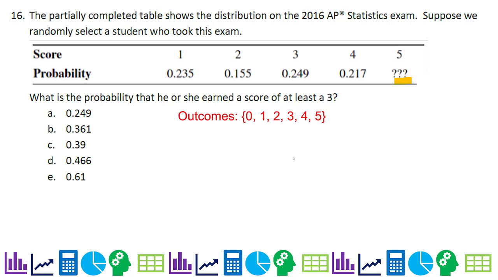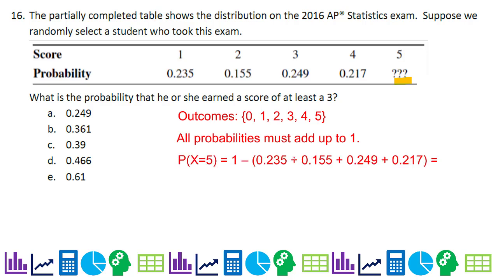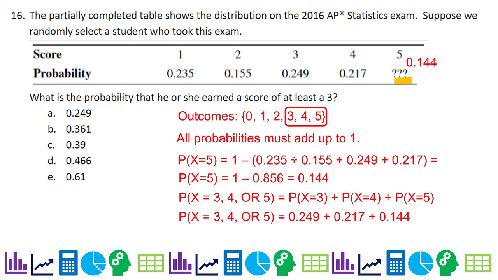So I need to finish my model, and in the model, all probabilities must add up to 1. So I just do 1 minus all those probabilities, and I get 0.144. We'll put 0.144 in our table right there. Now I'm ready to go. What is the probability that they earned at least a 3? Those are those 3 outcomes. All I have to do is add those 3 numbers, and I get 0.61, which matches my answer there.